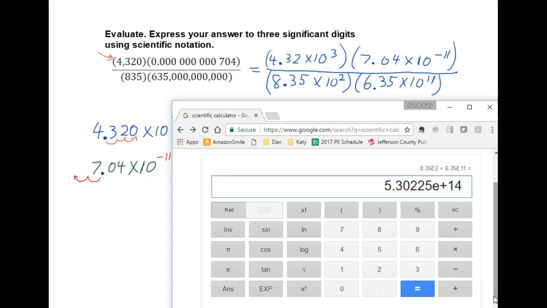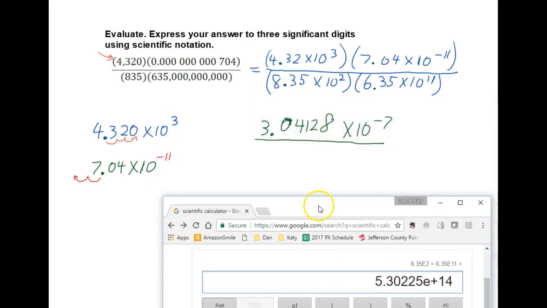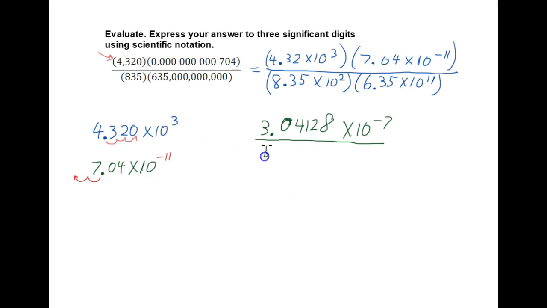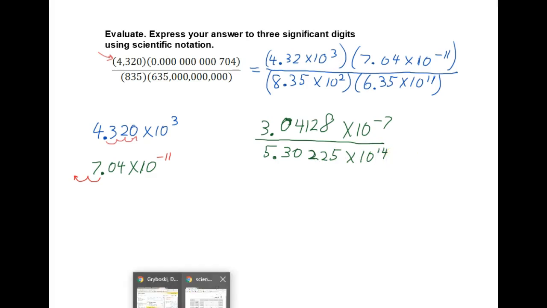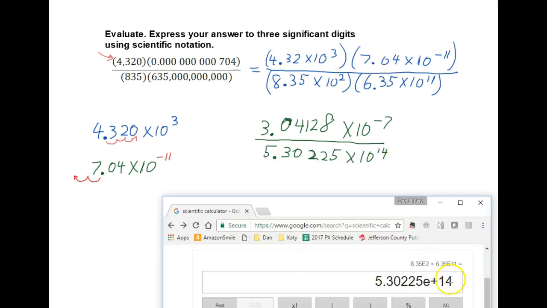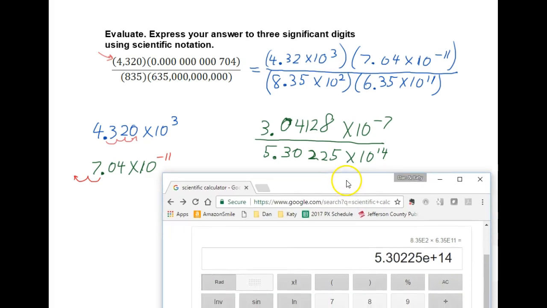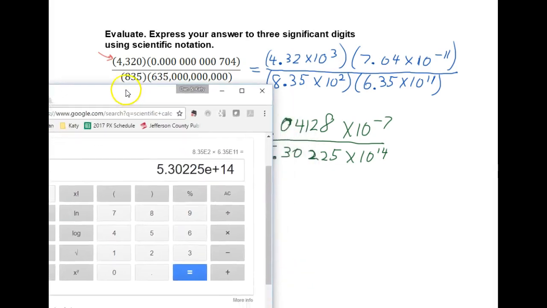So now in the denominator, 5.30225. Let's try to remember that. 5.30225 times 10 to the, it was the 14th. Okay, so good, we had that right. So now I'm going to divide these two numbers.